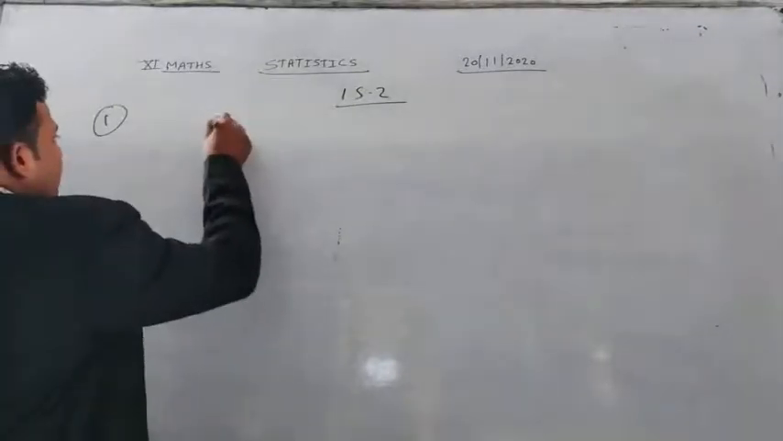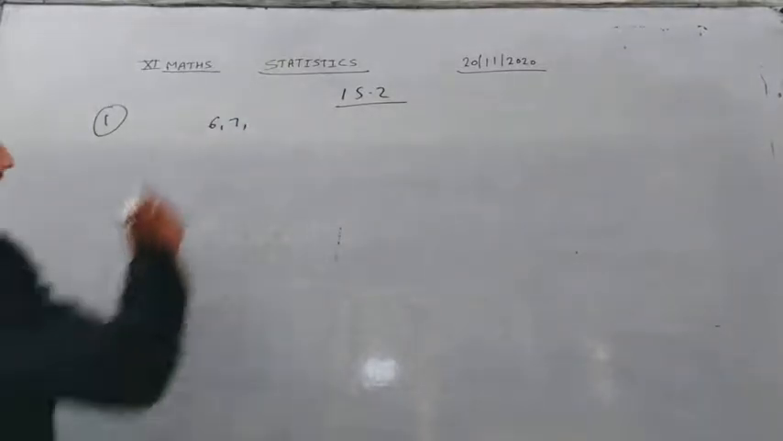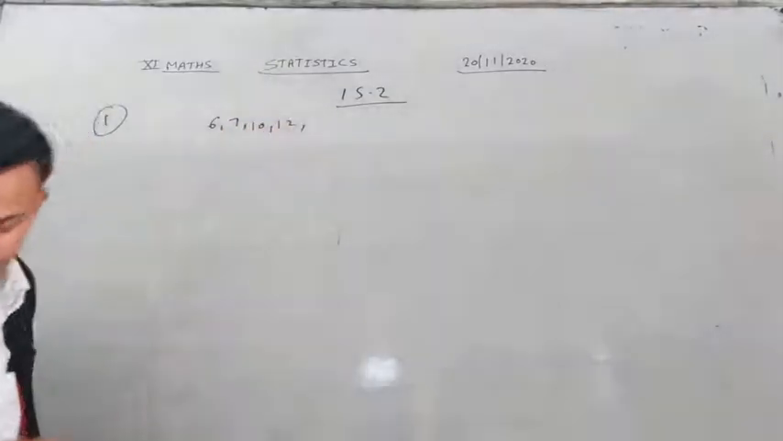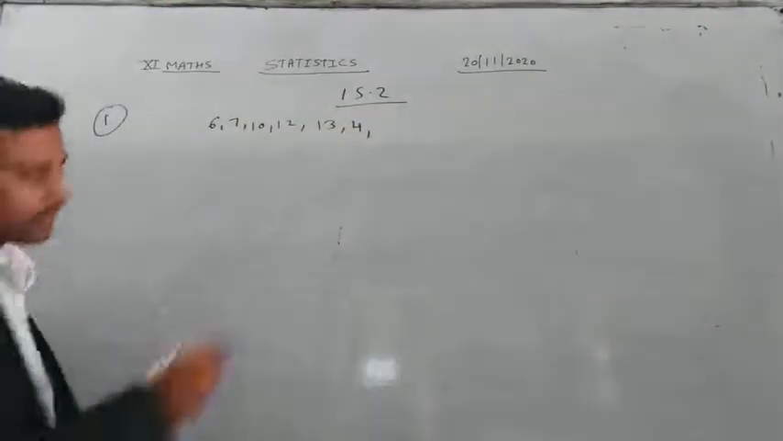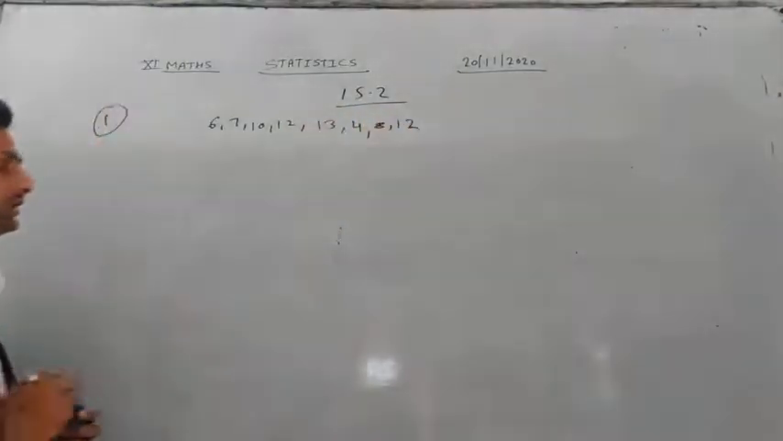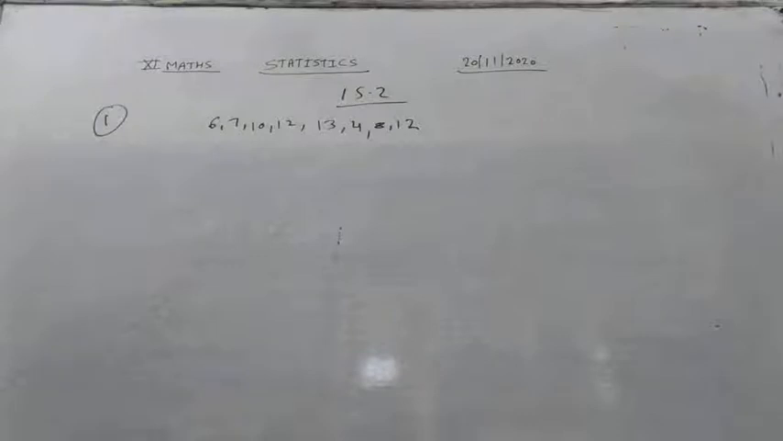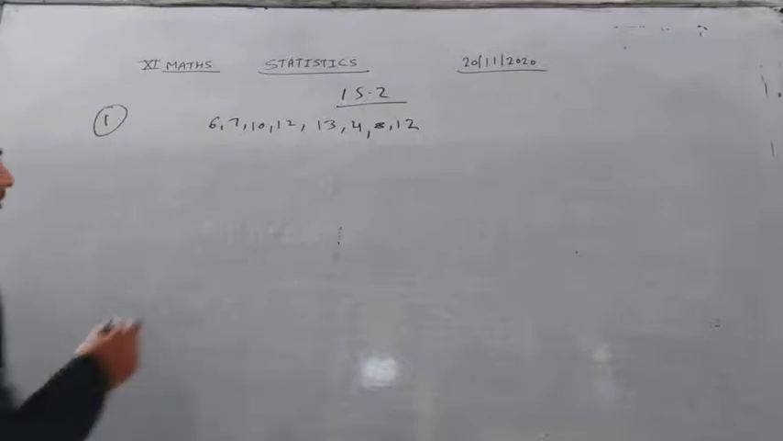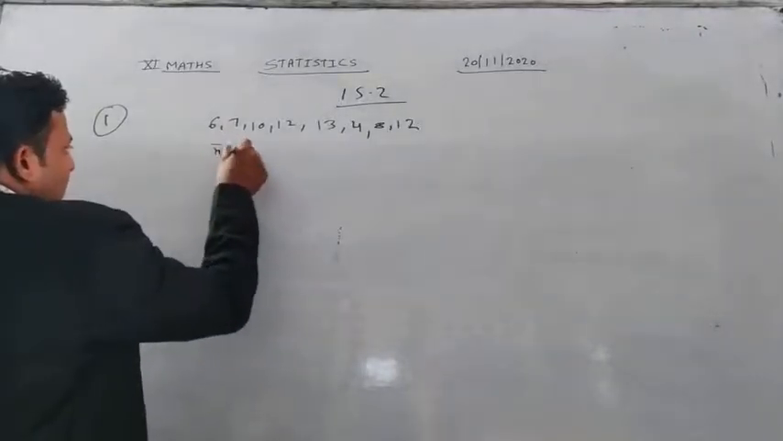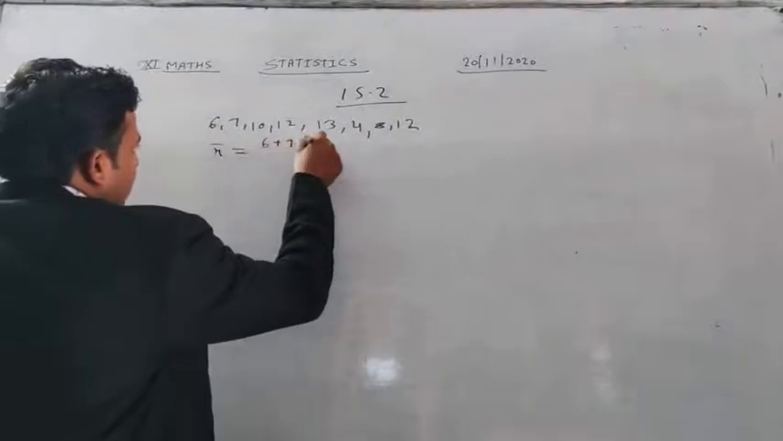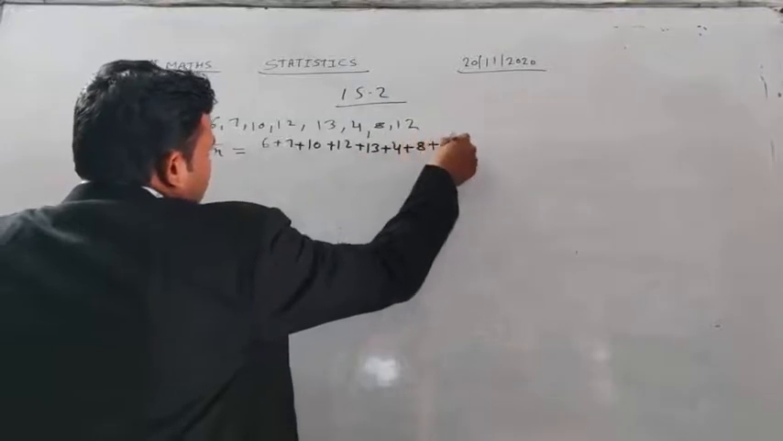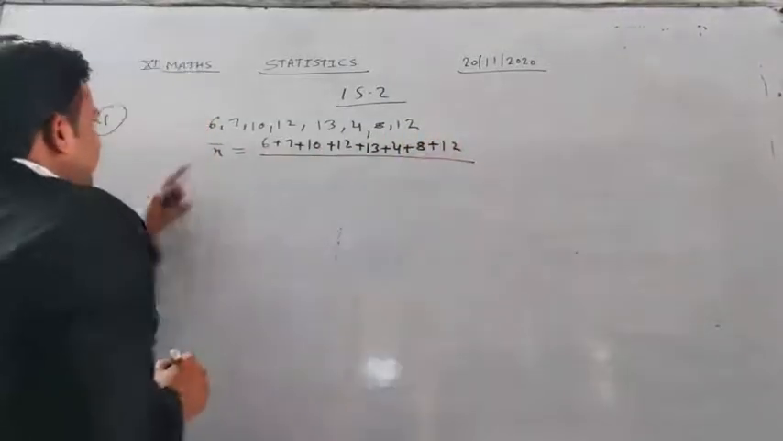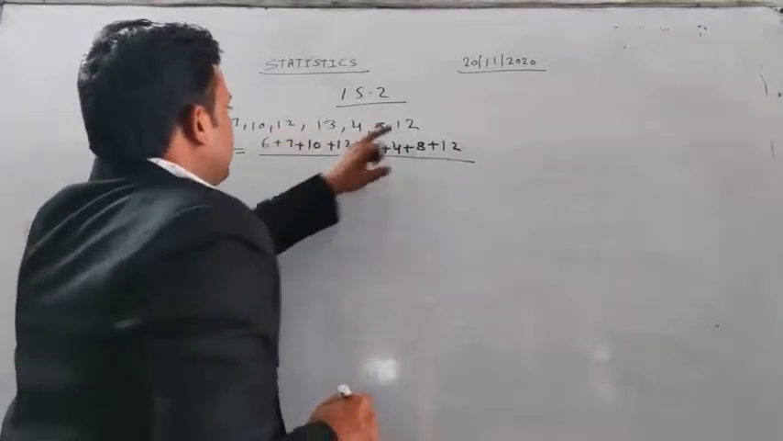The data is 6, 7, 10, 12, 13, 4, 8 and 12. We are given the data and we have to find out the variance. So first what we will do, we will find x bar. X bar is 6 plus 7 plus 10 plus 12 plus 13 plus 4 plus 8 plus 12 divided by the number of terms, 8.